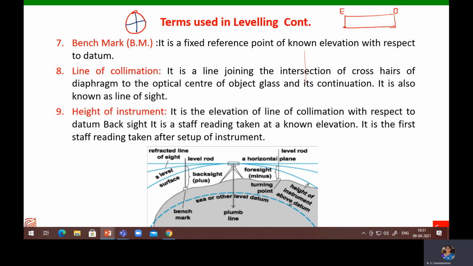So now the center of this crosshair goes through the optic center of this telescope and further. So this is from inside, to be precise. When the line lies inside the telescope, it is called the line of collimation, but beyond this it is called the line of sight.